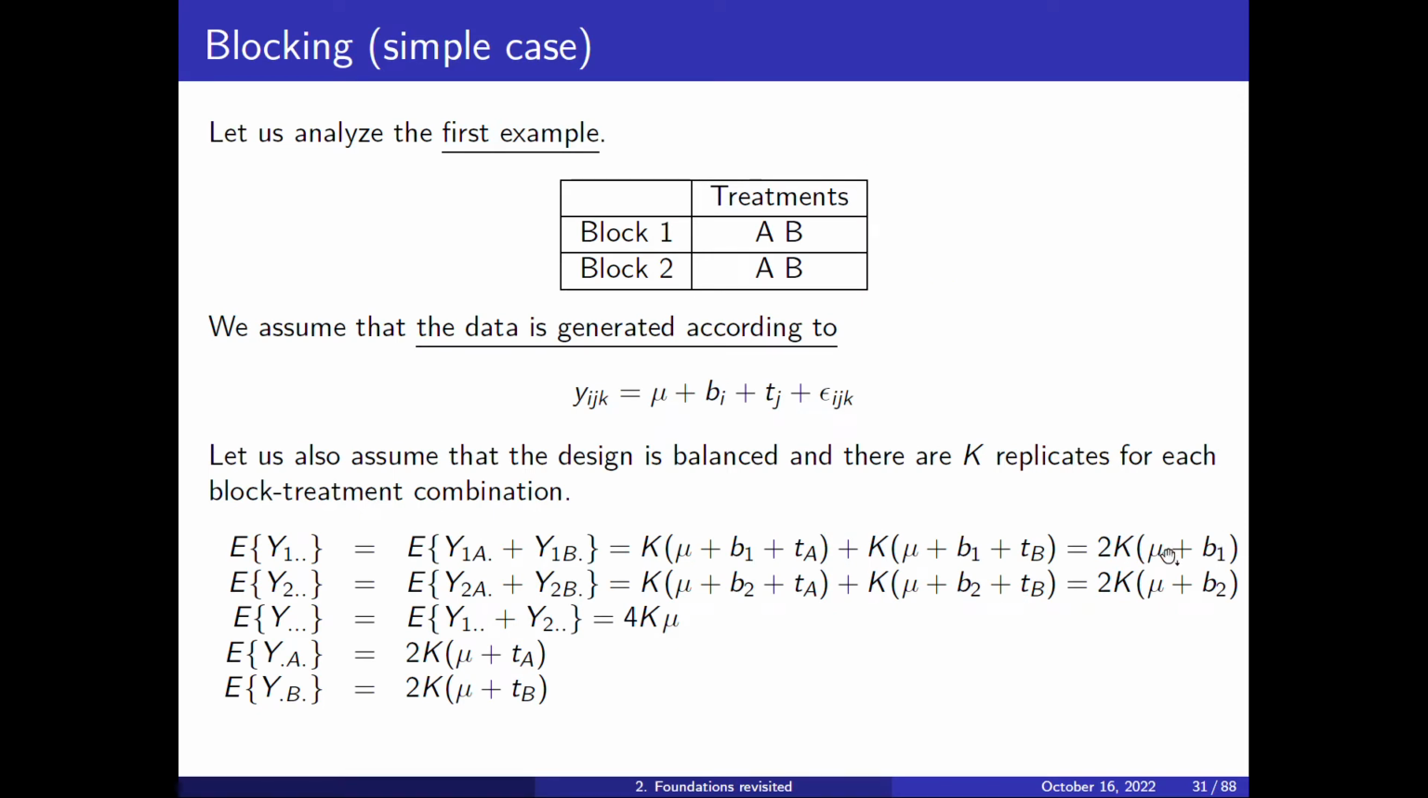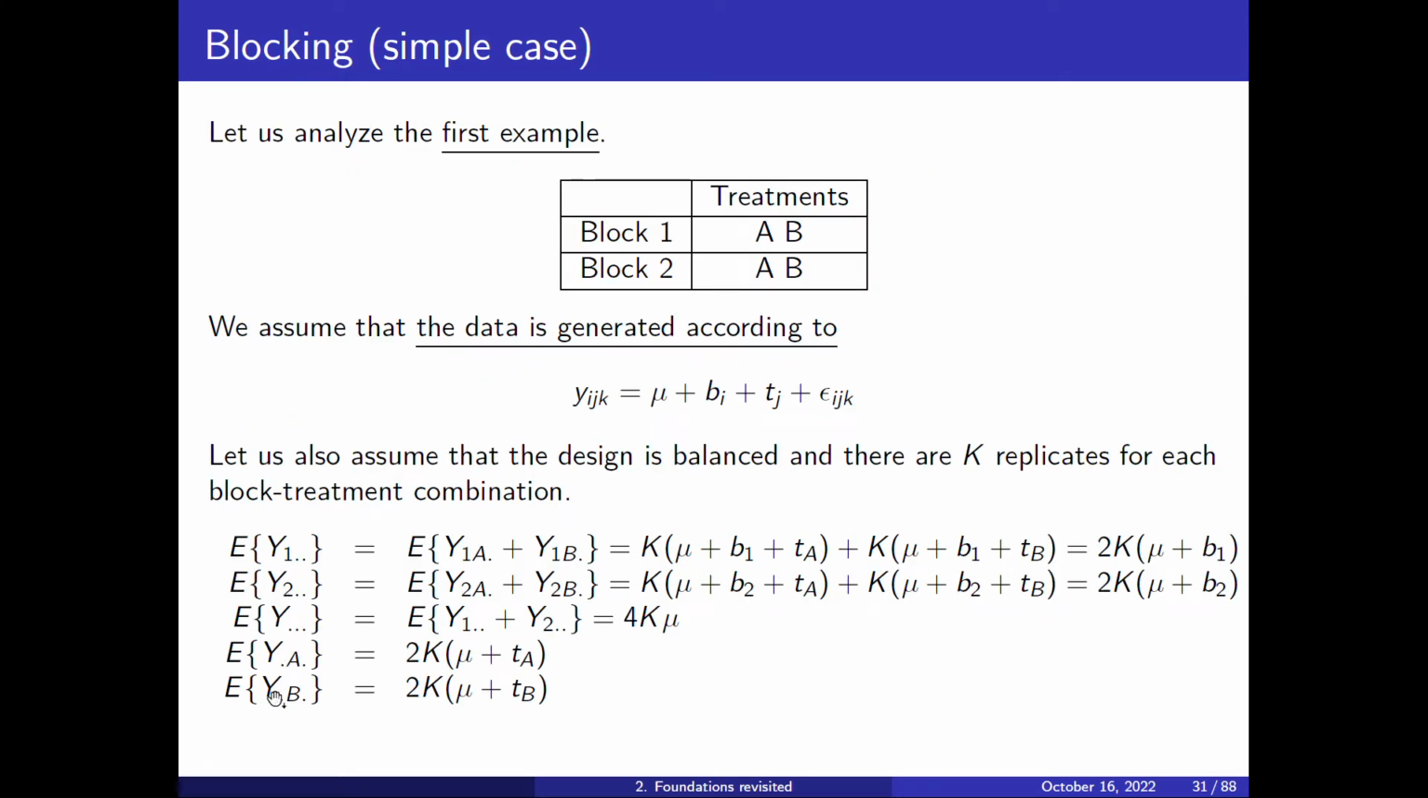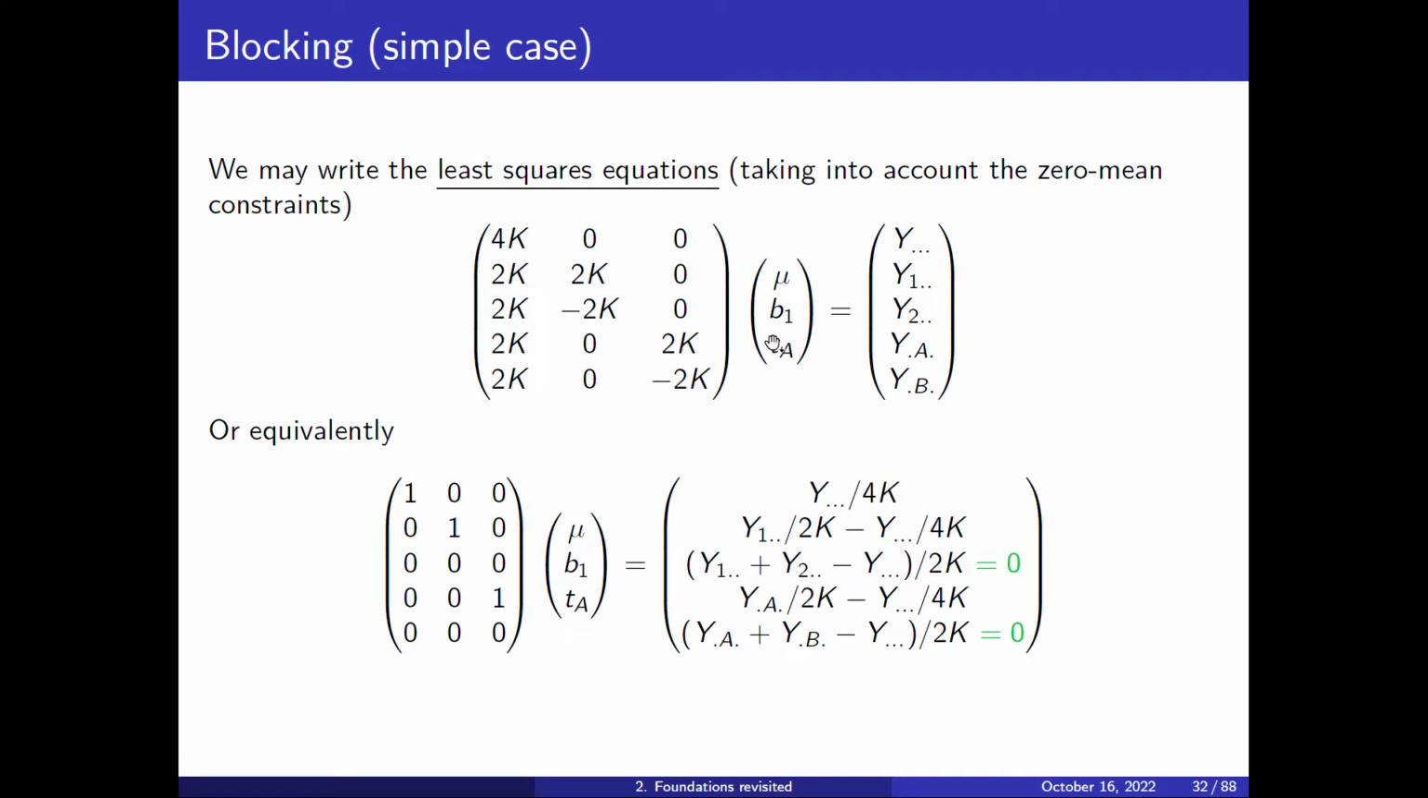They are mu, b1. b2 is not an unknown because we can put it as a function of b1, and then ta and tb again are not unknowns. So we have 5 equations because we have 5 sums, and this is the system matrix, and these are our unknowns, and these are our measurements.